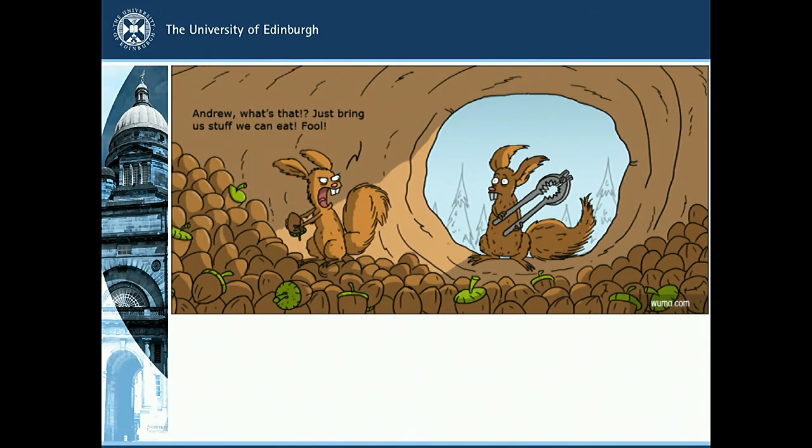Two squirrels, one is storing his nuts for winter, and the other is coming in with a nutcracker, and one is saying to the other, Andrew, what's that? Just bring us stuff we can eat, fool.